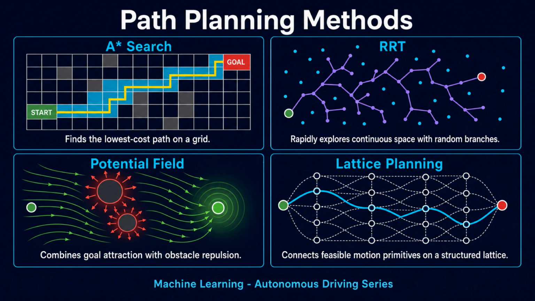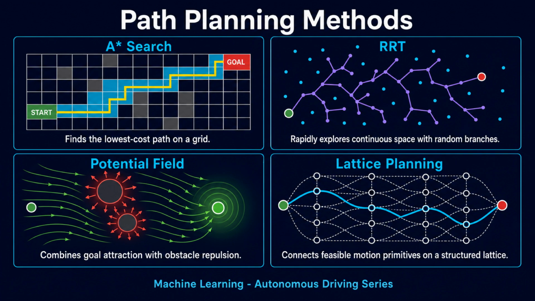Path planning is about finding a safe, efficient route from point A to point B. The A-star algorithm works on grid maps, expanding nodes by combining actual cost with a heuristic estimate of remaining distance. It guarantees finding the optimal path, but can be slow in large spaces. RRT, or Rapidly Exploring Random Tree, handles high-dimensional spaces by randomly sampling points and growing a tree toward them. It's great for complex environments, but produces non-optimal, jagged paths.